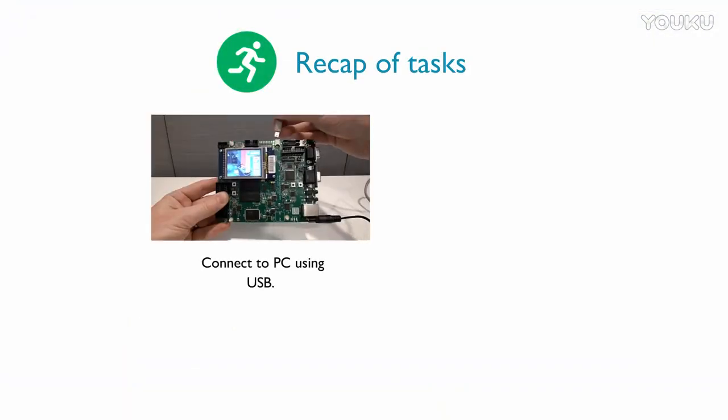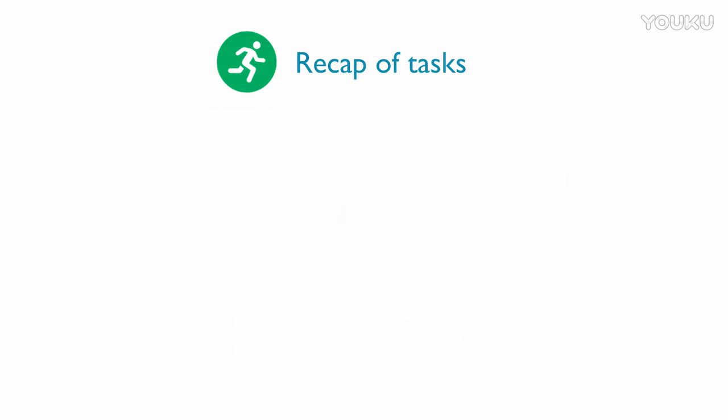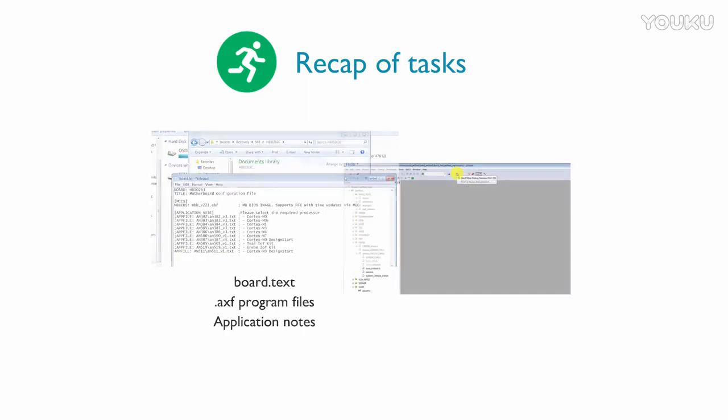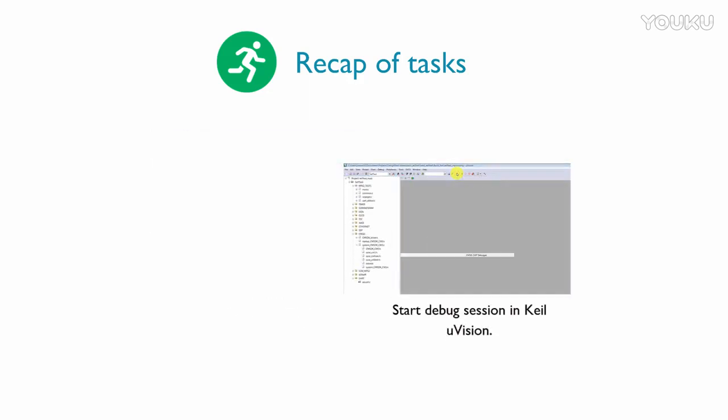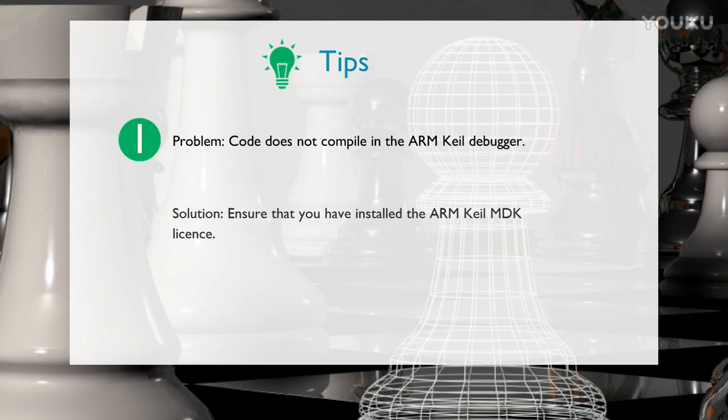So at this stage we've shown how to transfer files to the board, which files are important when configuring the board and uploading your own designs, and how to connect the board to the Keil debugger and download and verify the code. Here are some tips to help you troubleshoot 3 of the common issues you may face when doing these tasks yourself. First, and as we've already seen, you must ensure that you have correctly licensed the ARM Keil MDK. You'll not be able to use the debugger to compile code unless you've done this.